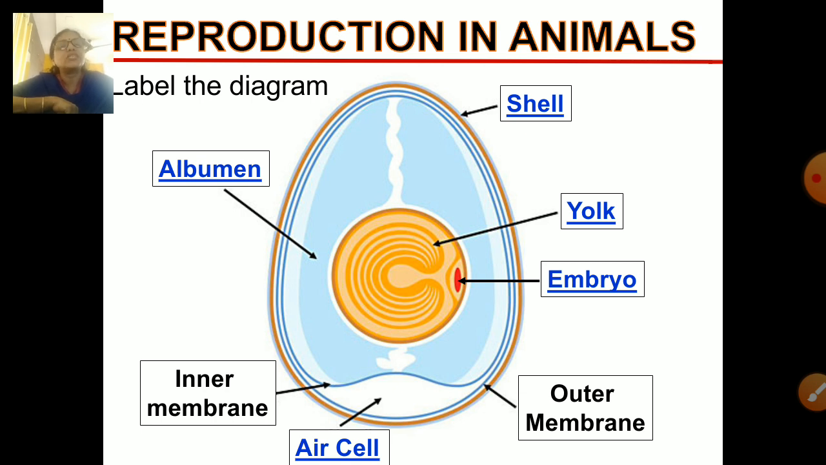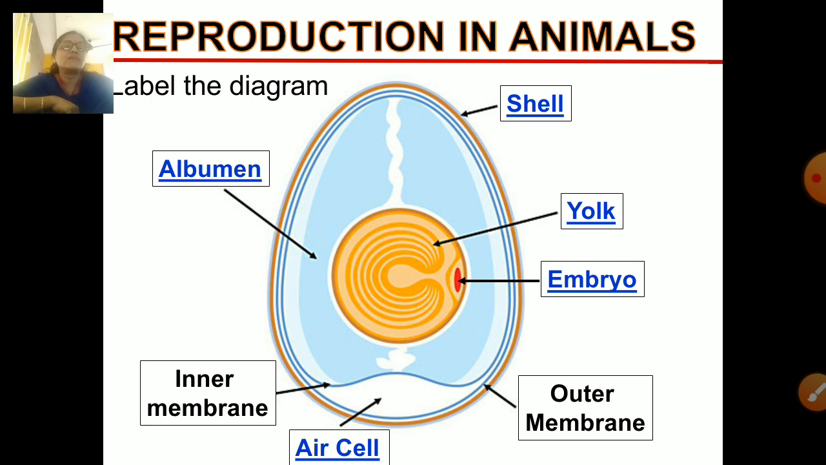So this is the shell, the yellow portion is the yolk, on top of it is the embryo, then here is the air pocket or air cell, and here is the albumin. This is how the diagram of a bird's egg looks. Whenever you learn to draw the diagram, you should also learn to label it. All important labels you should know, and you should label it correctly.